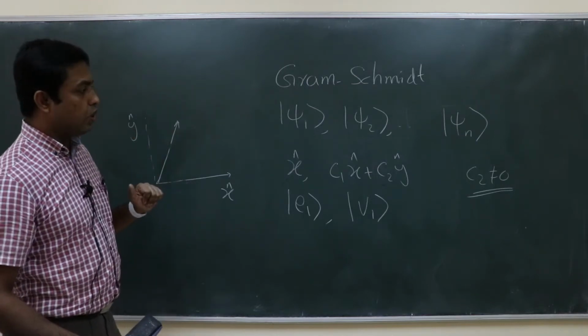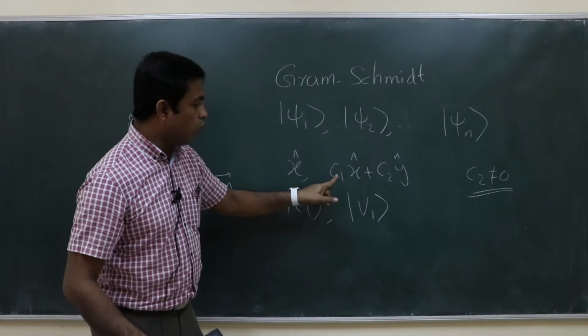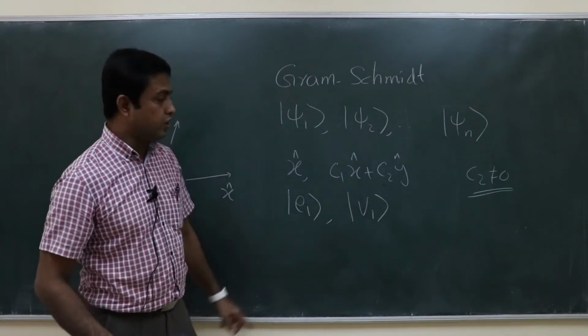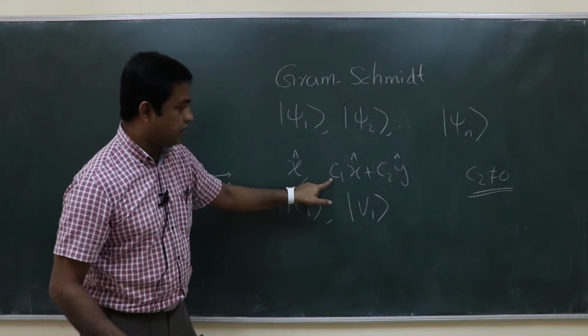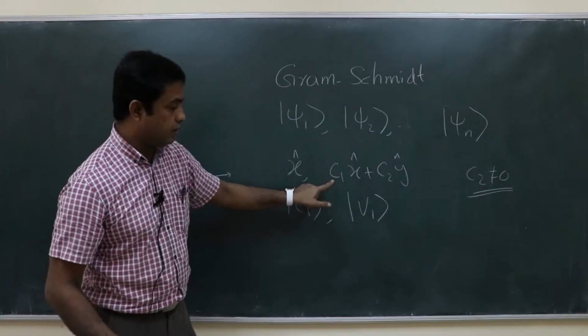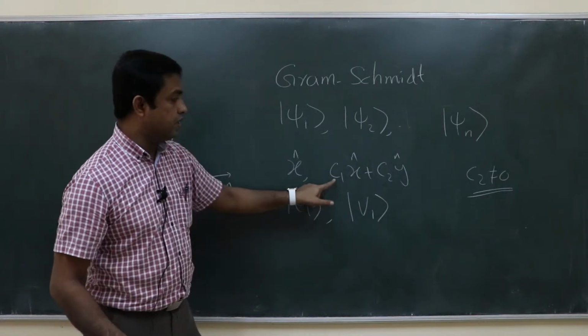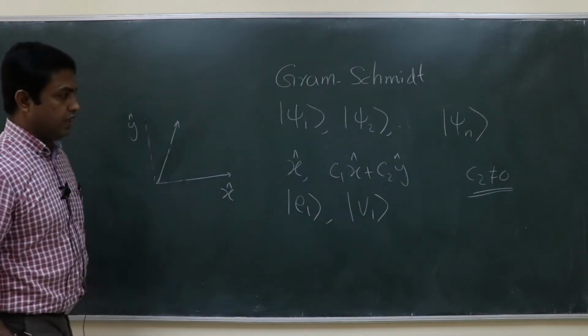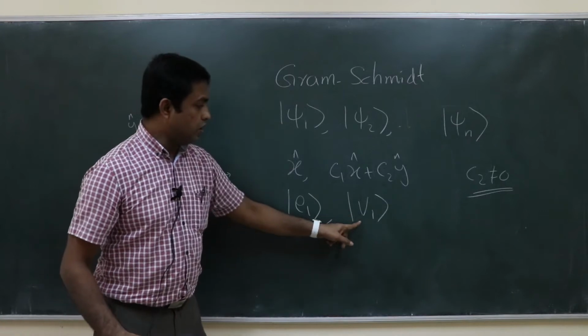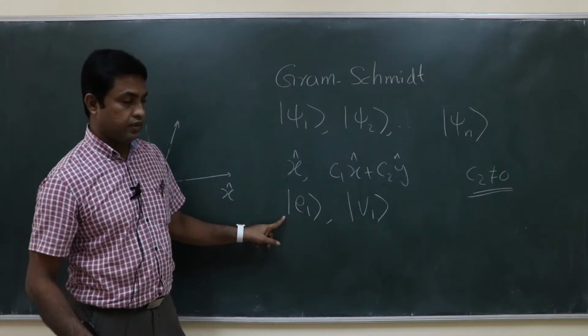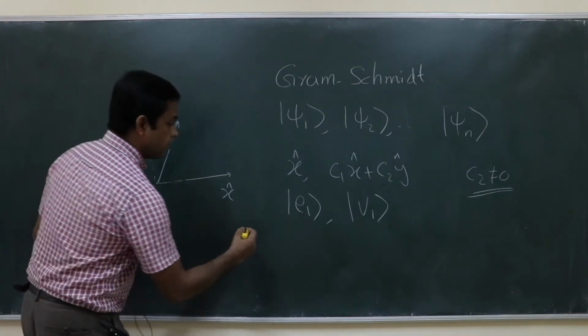Okay. So to subtract, I should find this coefficient c1, right? From ket V1, how do I get this quantity c1? Take ket V1 inner product with ket E1. What will you get? What is the inner product of?